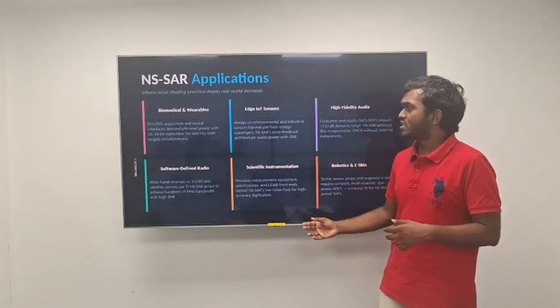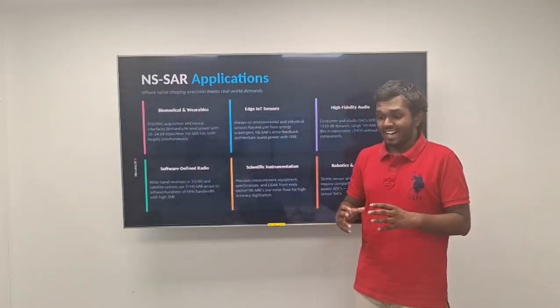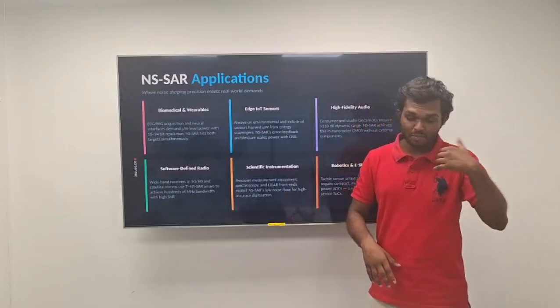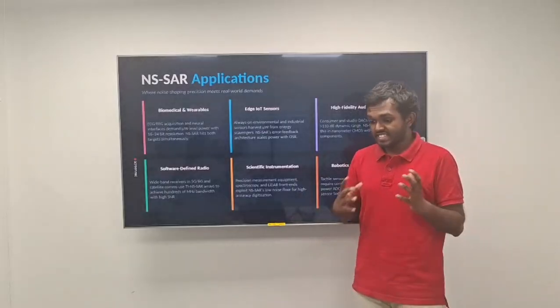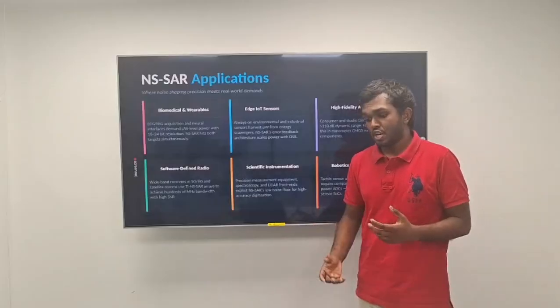And when you're talking about software defined radios, 5G and 6G radios, the time interleaving noise shaping SAR approach from my previous slide is exactly how modern wideband receivers are built.